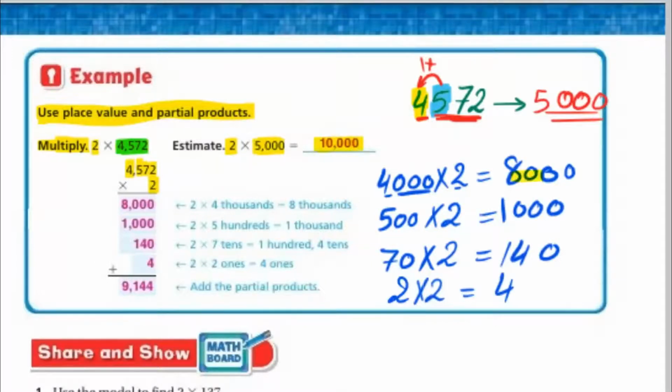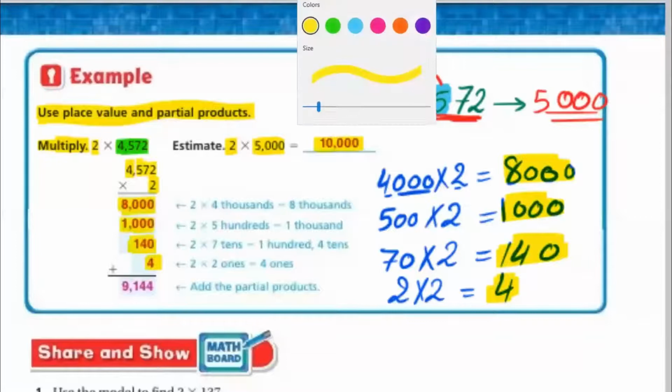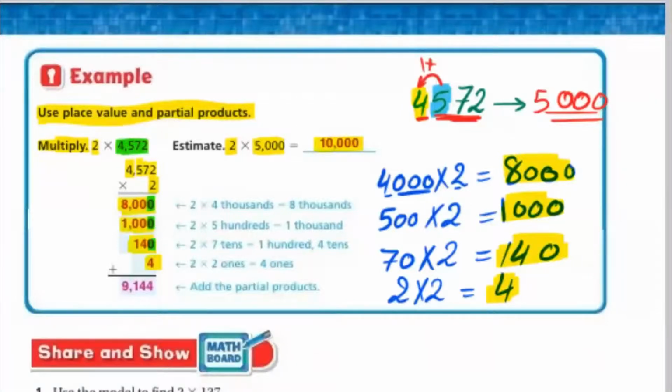After that, let's add the partial products together to get the answer. So we have 8,000 plus 1,000 plus 140 plus 4. Let's add them. 0 plus 0 plus 0 plus 4 equals 4. 0 plus 0 plus 4 equals 4. 0 plus 0 plus 1 equals 1. 8 plus 1 equals 9. So our answer here is 9,144. Okay, write this. You have 1 minute to write it.